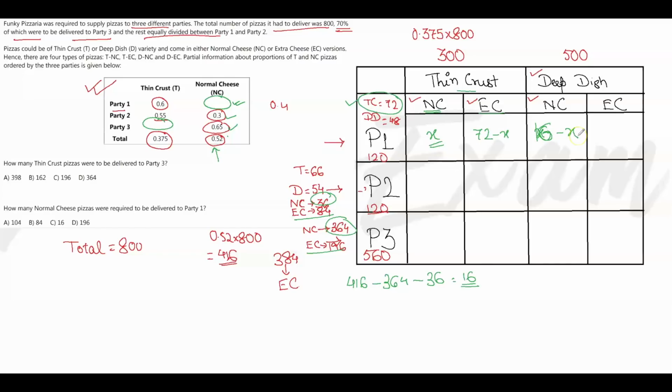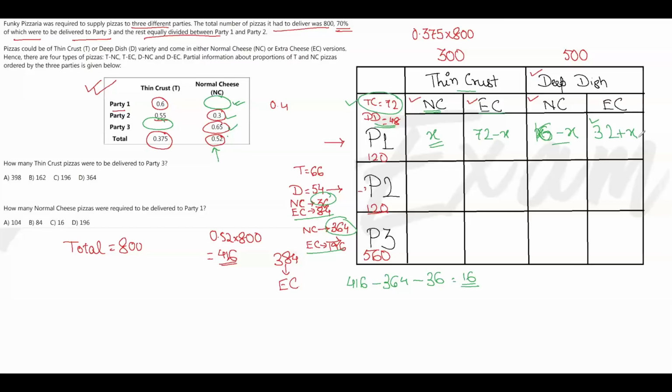And similarly, since the total number of deep dish pizzas is equal to 48, in here we can write, so this number, whatever it is, plus 16 minus X has to add to 48. So I would be writing 32 plus X in this tab, so that these two numbers add up to 48.